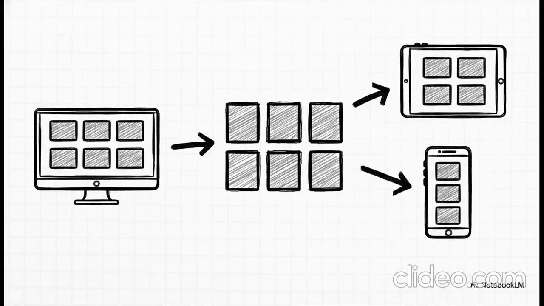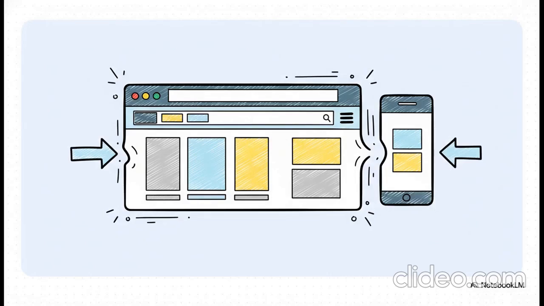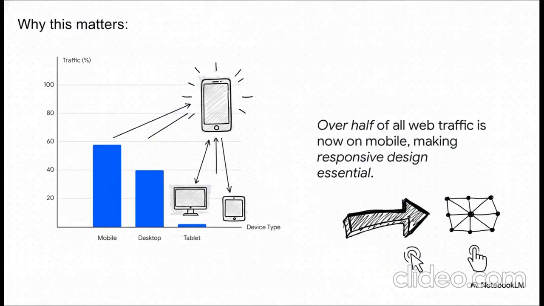Okay, one last super important thing. We have to make it look good on any screen size. We do this with media queries. They just apply different CSS rules depending on the screen's width. And why is this so critical? Well, look at this. Over half of all web traffic is on mobile.